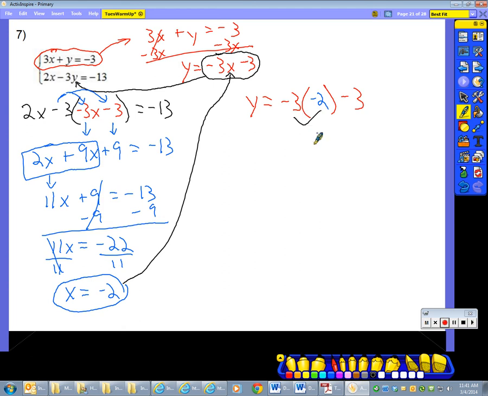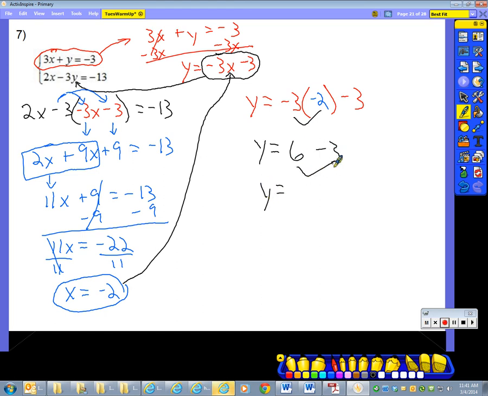A negative 3 times a negative 2 is a positive 6. And a 6 minus 3 is 3. So there's my y value right there. So if I was to put that in a coordinate pair, it would be x is negative 2 and y is 3.